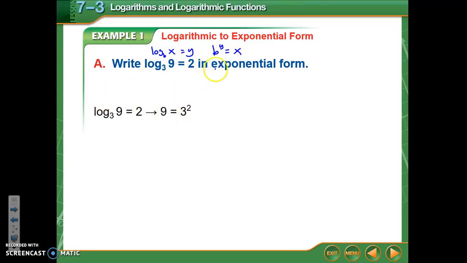So this is logarithmic form. We're writing it in exponential form. And this is very logical, right? It's true. 3 squared is equal to 9. We can see that relationship there.